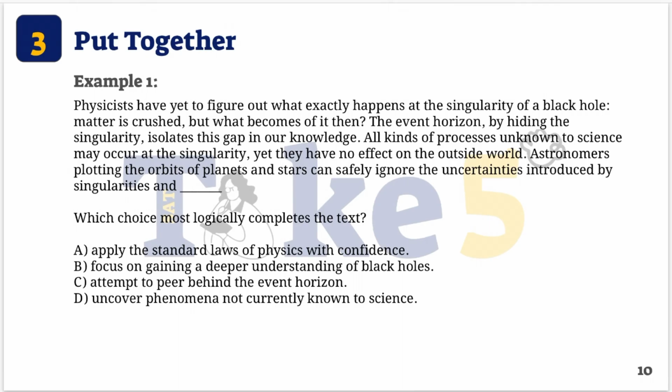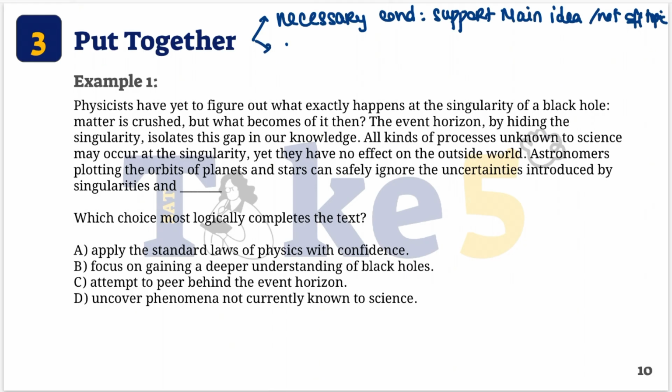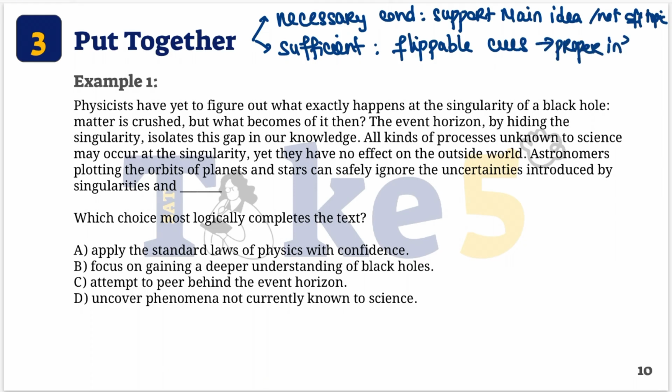Now let's put everything together in a SAT inference question. Remember to combine the necessary condition, which says that the conclusion is not off topic and has to support the main idea, as well as the sufficient condition, by checking for flippable cues and draw proper inference from those evidence. In this first example, the convoluting structure may make you dizzy to find the main idea, but it's just a divergent way of the old versus new idea structure, where the first two sentences explain an existing understanding and the rest explain the new findings, which is the main idea.